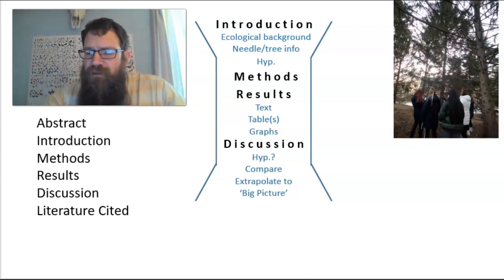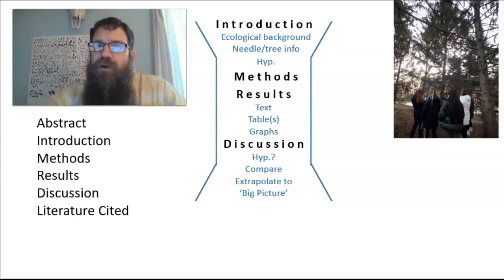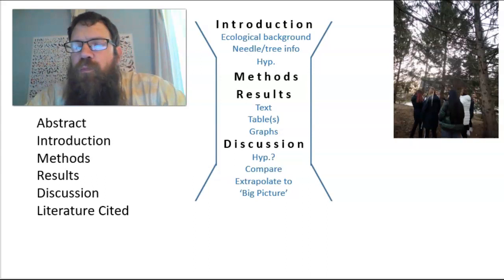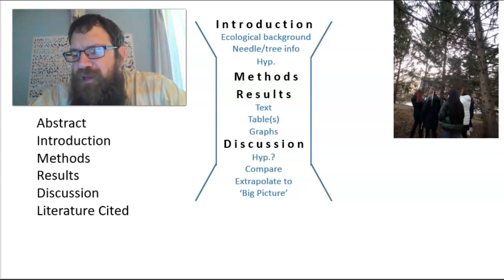It could be the competition between, I don't know, mongoose as they hunt for rats, right? It doesn't have to do anything about trees. We just happen to be using trees as our study organism, but our question is really about those ecological interactions. The rest of your discussion then is where you can really widen things out, kind of that big picture. Why does this matter? How can we apply this? How does this fit into general ecological theory?